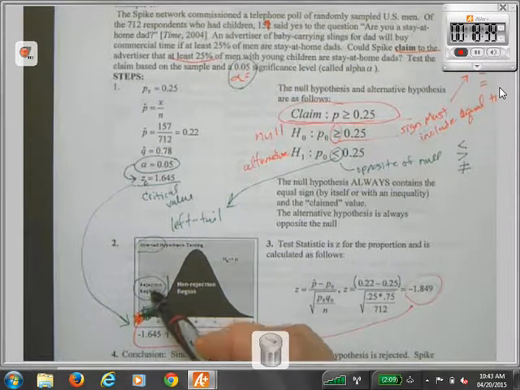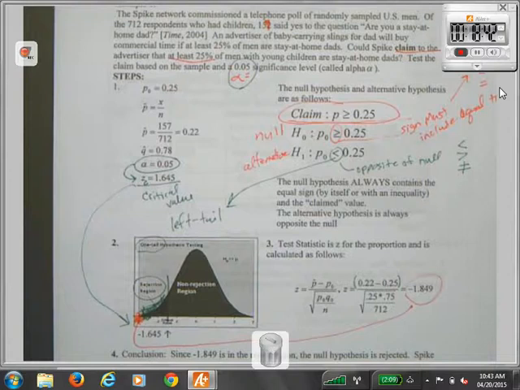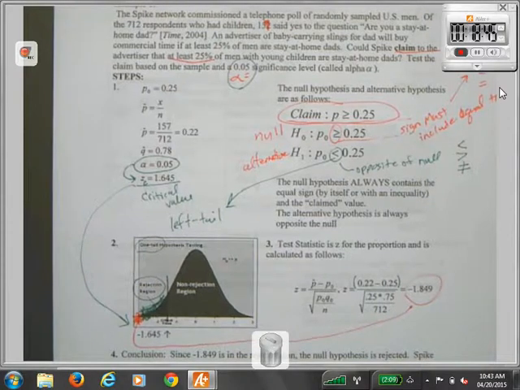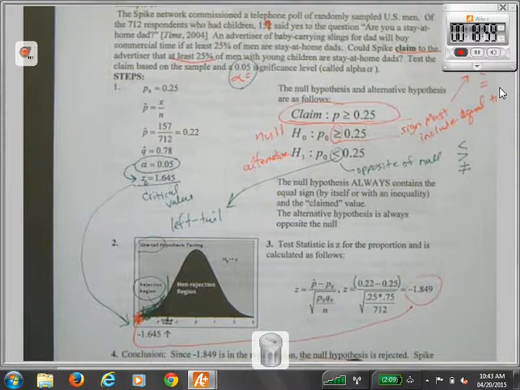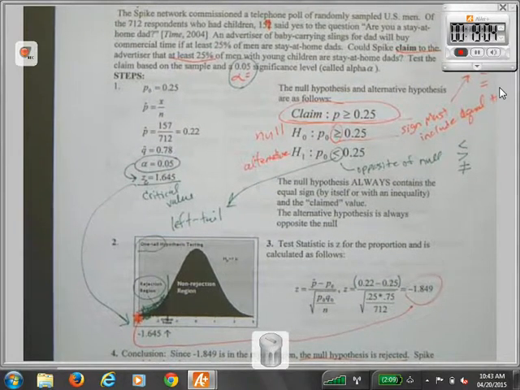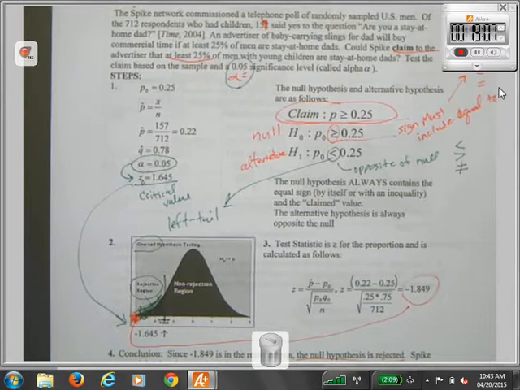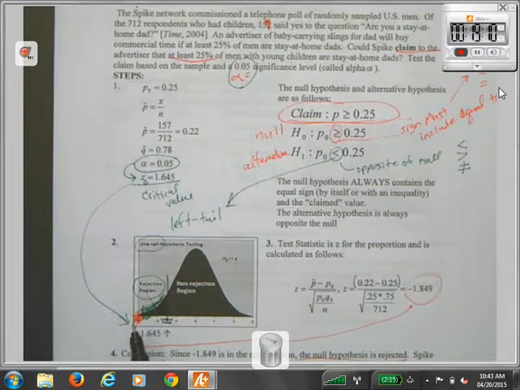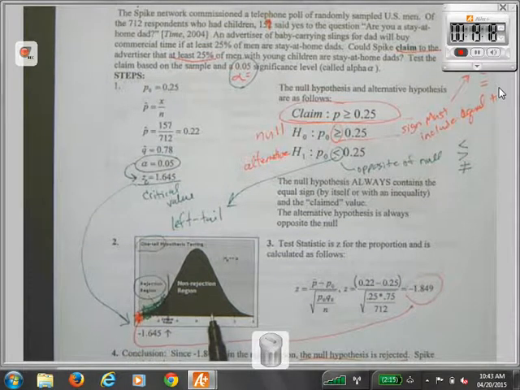So, what does that mean? My next sentence in my conclusion tells you what that means. Since negative 1.849 is in the reject region, the null hypothesis is rejected. This is always your first sentence. We are either going to reject the null hypothesis or fail to reject the null hypothesis, all based on where that test statistic falls. Does the test statistic fall in the reject region or in the non-reject region? If it falls in the reject region, then we reject it.